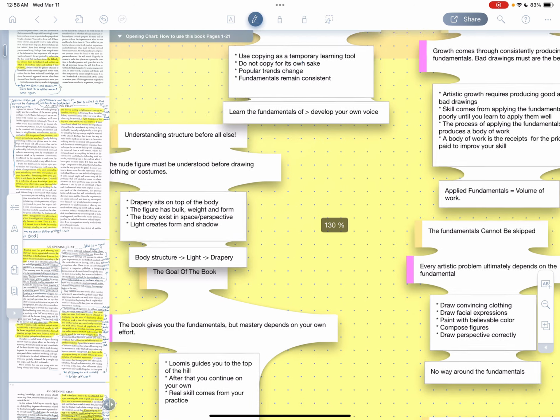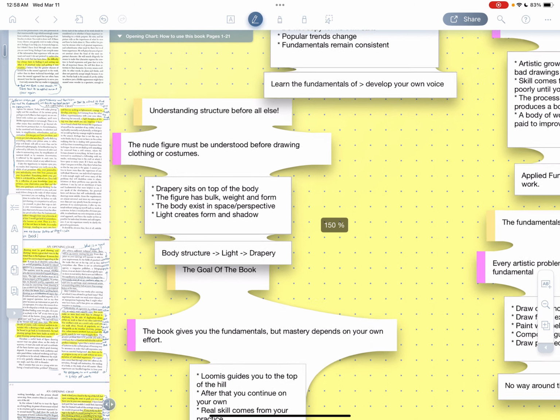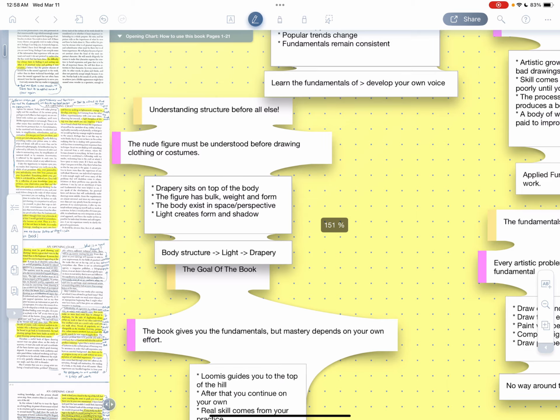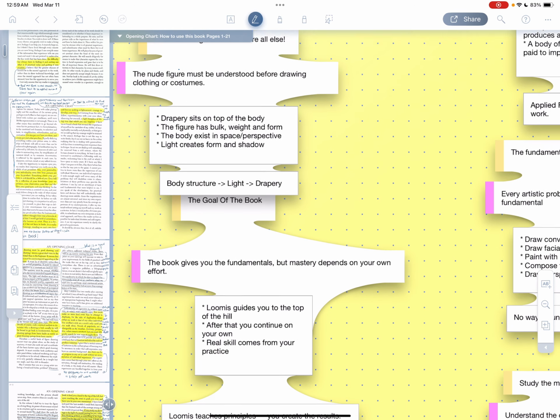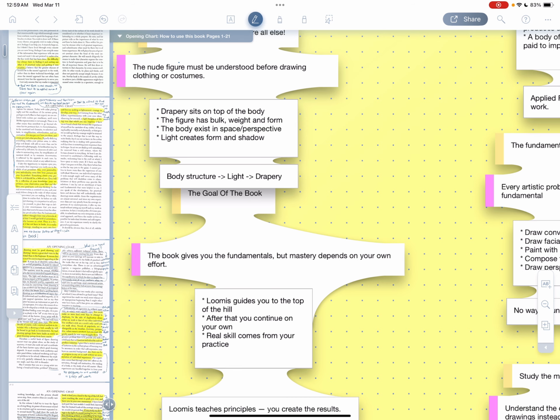He talks about how this book is about drawing in the third dimension. He means form. That's how we talk nowadays, we use the word form. And he says the nude figure must be understood before clothing or costume. He tells you up front that you first need to understand the structure underneath the figure before you start putting on armor, costumes, drapery, all these things that we all like and love. We need to understand the form underneath.